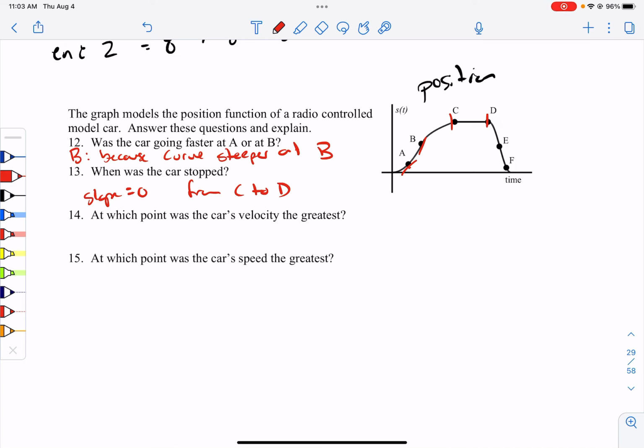Number 14, at which point was the car's velocity the greatest? All right, so when was my velocity the largest number? As I look at A, B, C, D, E, and F, B is the most steep in the positive direction, right? So B right here is really steep this direction. E, I think, is more steep than B, but my velocity would be negative. I'd be going down. And it wants to know when velocity is the greatest. So I would say point B, because that is where my curve is the steepest.